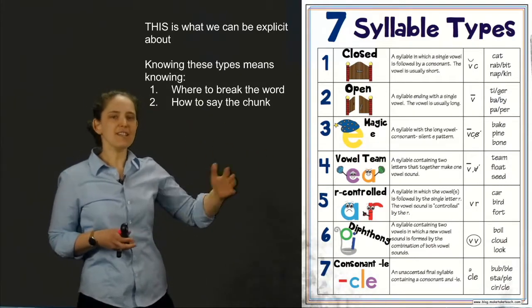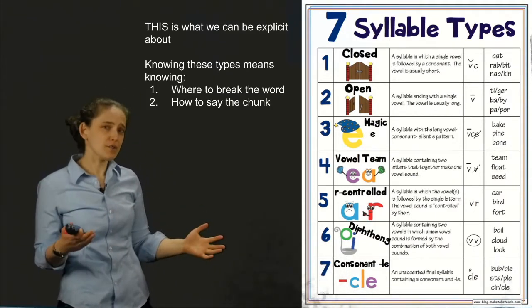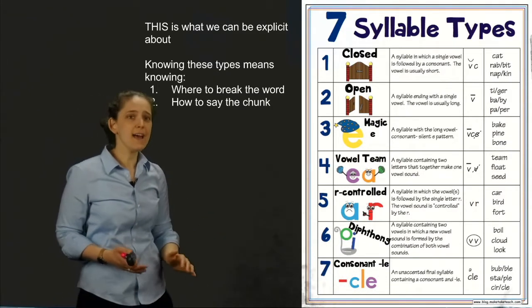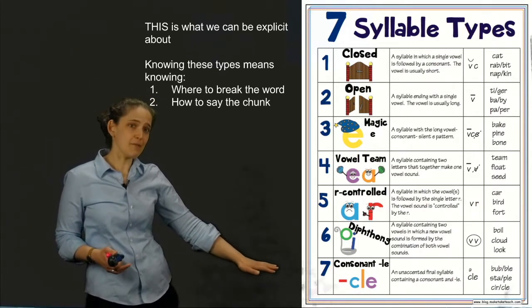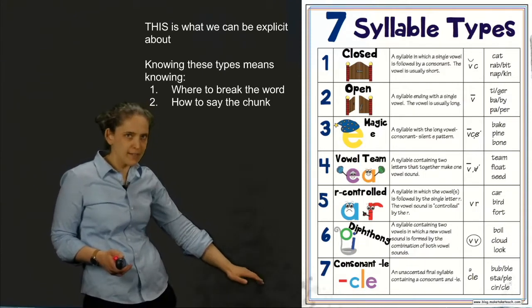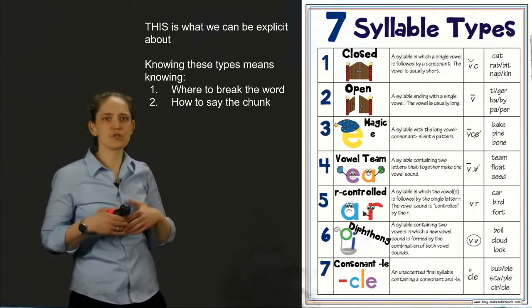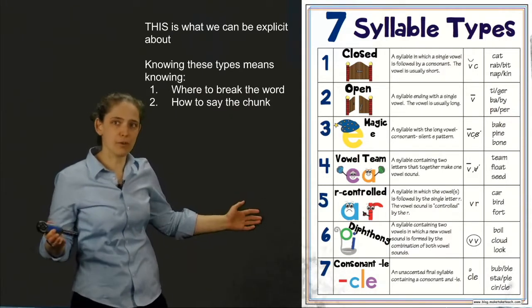And then magic E, there's a whole lot of those. And then there's a lot of vowel teams, and then there's some R controls, and then there's some diphthongs, and then the least, this is actually an easy one to remember, consonant LE for like bubble and staple and circle. But it's not nearly as prevalent as like a closed syllable, which is used just over and over again in the English language. Like if you look at consonant, there's a bunch of them in there.